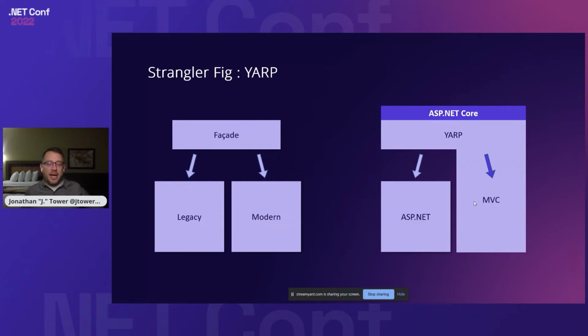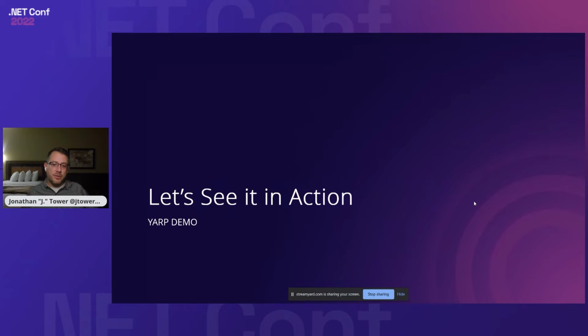So I think you can see how the ASP.NET Core application plays a couple of roles here. YARP running inside of ASP.NET Core is going to play the role of that facade layer, and MVC or whatever other framework we're using there is going to play the role of the modern application in this model, and ASP.NET, of course, is playing the role of the legacy application. So this is generally the approach that we would use to do this.